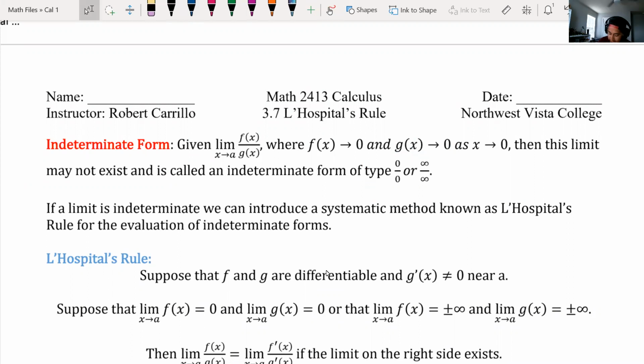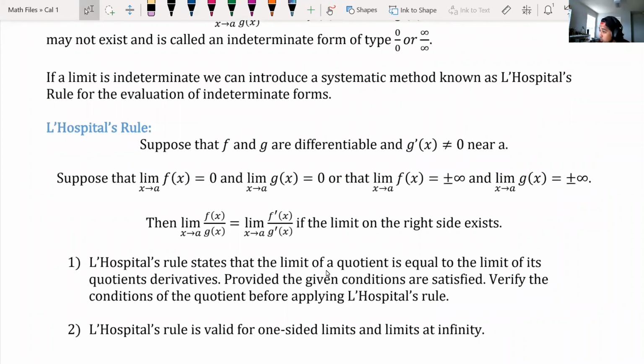So what L'Hopital says is that if you come across an indeterminate form of 0 over 0 or infinity over infinity, then you can take the derivative separately of the numerator and denominator until the limit exists. So it says the limit as x approaches a of f of x over g of x is the same as the limit as x approaches a of f prime of x over g prime of x. Okay, so if you ever run across an indeterminate form, you can use L'Hopital's. And if it's indeterminate again, you'll use L'Hopital's again.